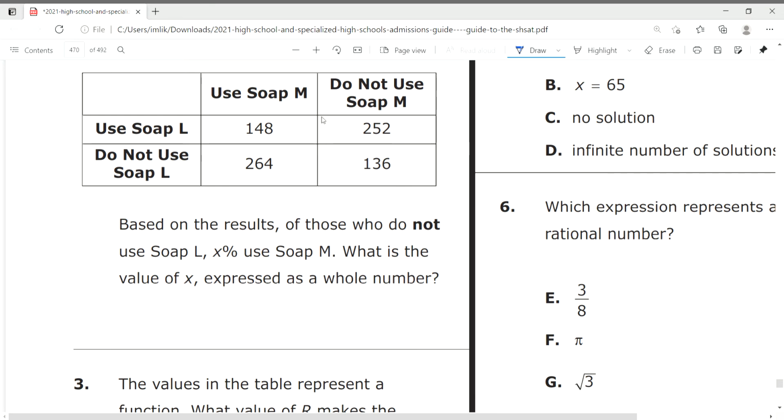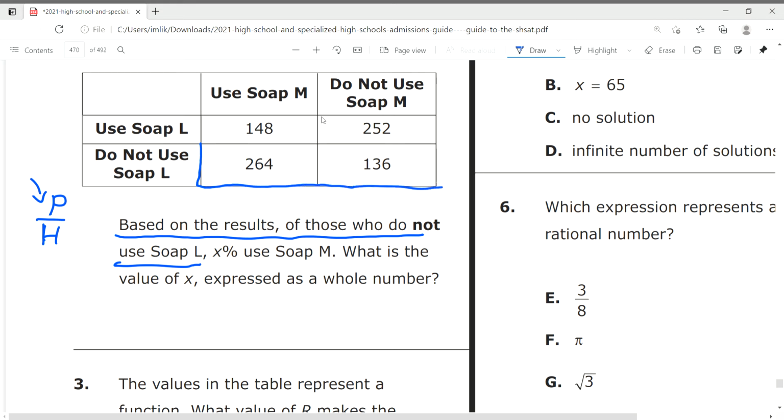Based on the results of those who do not use SOAP L, x% use SOAP M, what is the value of x expressed as a whole number? Okay. So the key thing to take away is based on the results of those who do not use SOAP L. Since we want our percent, it's going to be part over whole, or expected value over whole, whatever you want to call it, it's going to be p over h. And right here it says our h is going to be out of people who don't use SOAP L. So automatically we can just completely forget about these numbers. So our total, our h, is going to be equal to 246 plus 136, which is equal to 400.